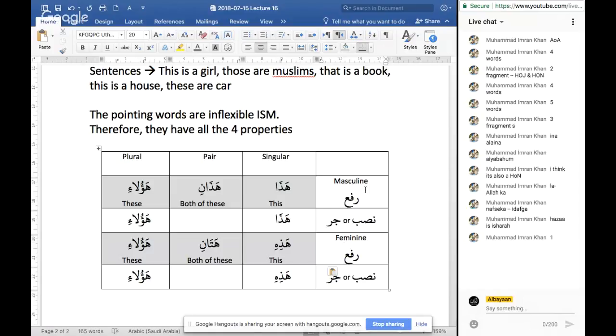Now, just like we derived Hazani and Hatani for the pair, we mapped it to the Muslim chart for the sake of remembrance. We said in the Muslim chart, we had the Ani ending for the pair and the Tani ending for feminine. In the same case, the Nasab or Jar ending in the Muslim chart was what? Muslimaini, wasn't it? So we give it the same ending. We say Hazaini. Hazaini is the Nasab or Jar form of Hazani. And you can probably tell me yourself, Hatani would have the Aini ending, so it's going to become Hataini. Okay? Hataini.